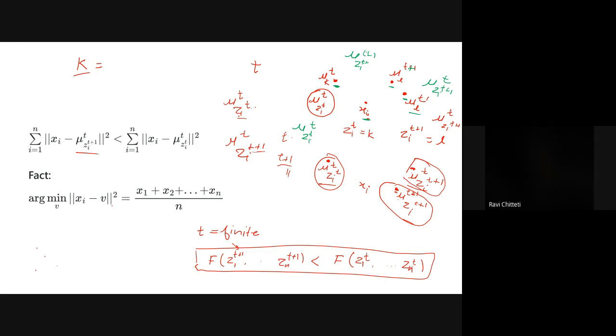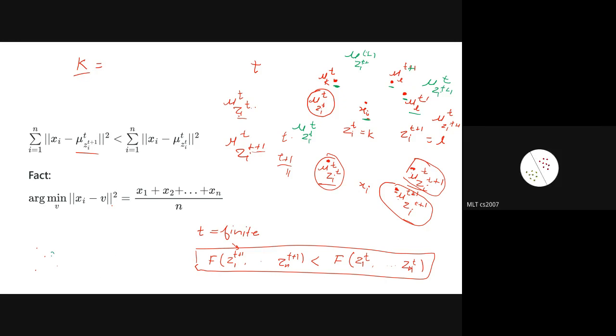Not really a doubt, but just a question. When you say function of z1 t plus one and likewise till zn t plus one, are we referring to xi minus mu zi t plus 1? This function I'm denoting xi minus... Which one are you pointing, sorry? Mu zi t plus 1.